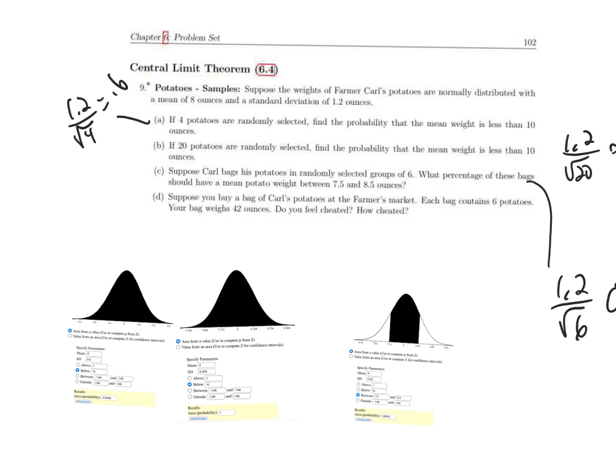So I thought I'd record this video to talk to you more about using applets rather than the table. This is in the section of the textbook that talks about the central limit theorem. What if I didn't realize that? The flag that tells me is that now, instead of one potato, I'm dealing with four potatoes. So now I'm into sampling distributions.